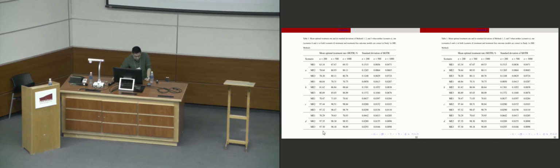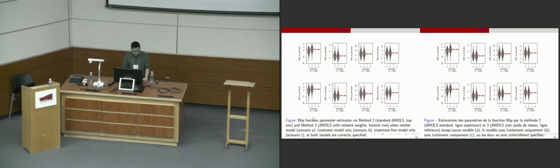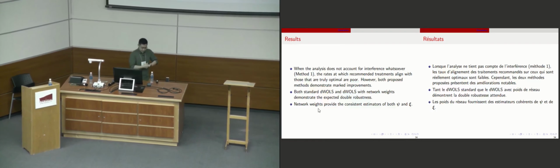In this graph, we can see that this rate for method 1, where we omit the interference, is very low, very poor. And this figure demonstrates double robustness. The top row here is from method 2, and the bottom row here is method 3. In each plot, we have the A, B, C, D misspecification scenarios. For scenario A, both models are incorrectly specified, and it has a bias for the parameters. That's just the example for study 1A.